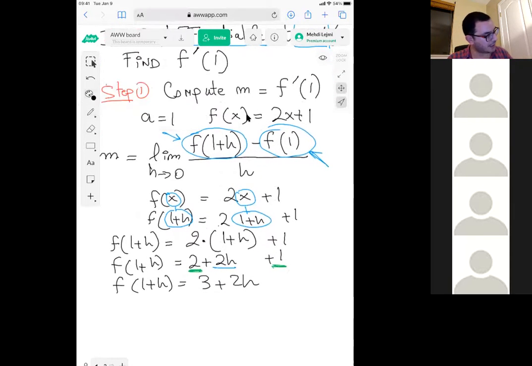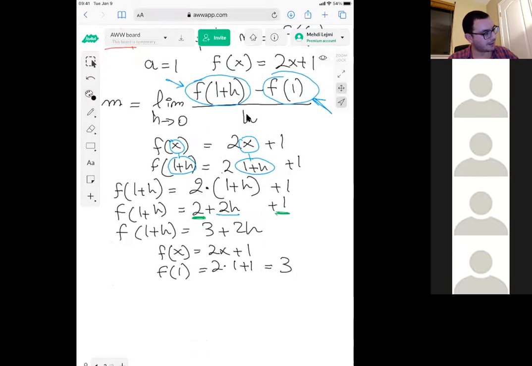So f of x, again, is just 2x plus 1. So then f of 1, that will be 2 times 1 plus 1. So that will be equal to 3, right? So now I can compute my limit.